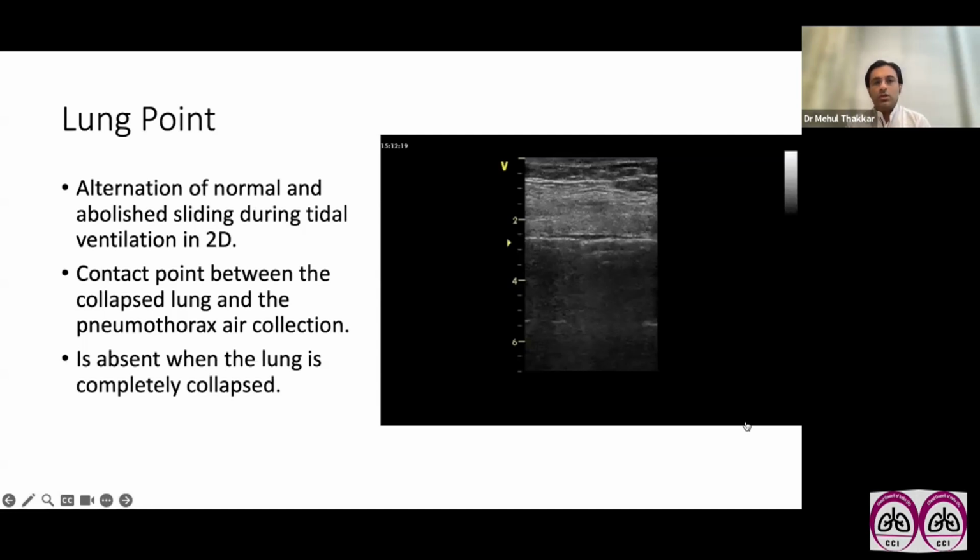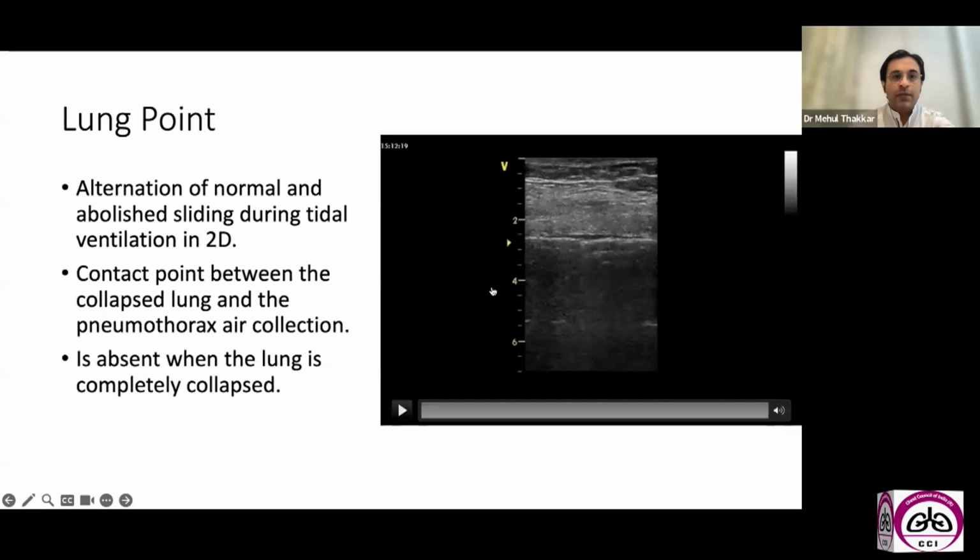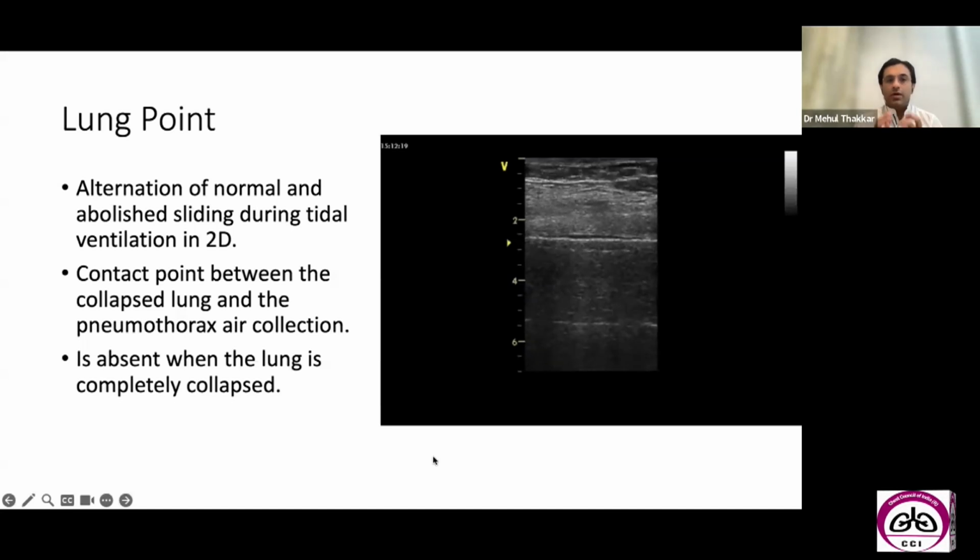One more point that you need to know is the lung point. This is the alternation of normal lung and the abolition of the sliding. Here you can see, I'll show it again. This is the contact point between the collapsed lung and the pneumothorax air collection. It will be absent if the lung is totally collapsed. Otherwise, you might be able to see the lung point.